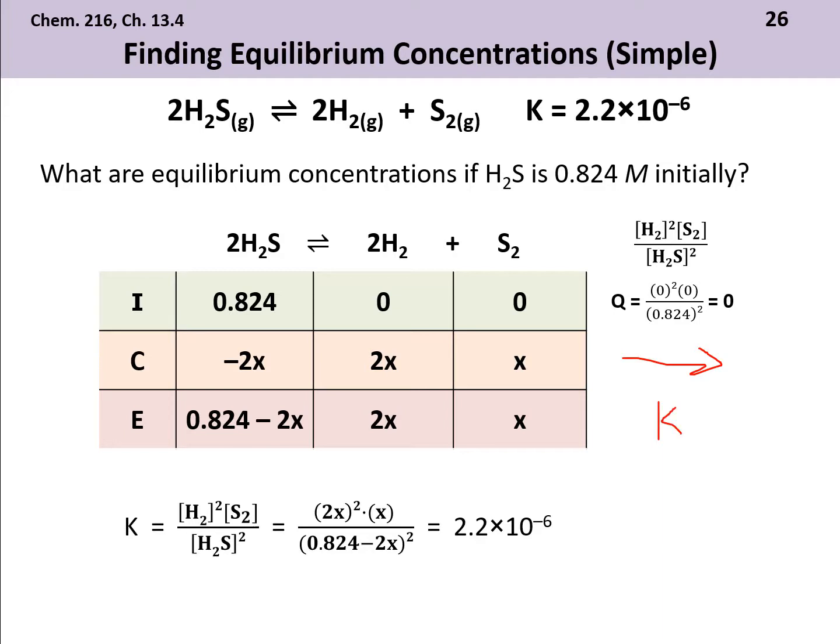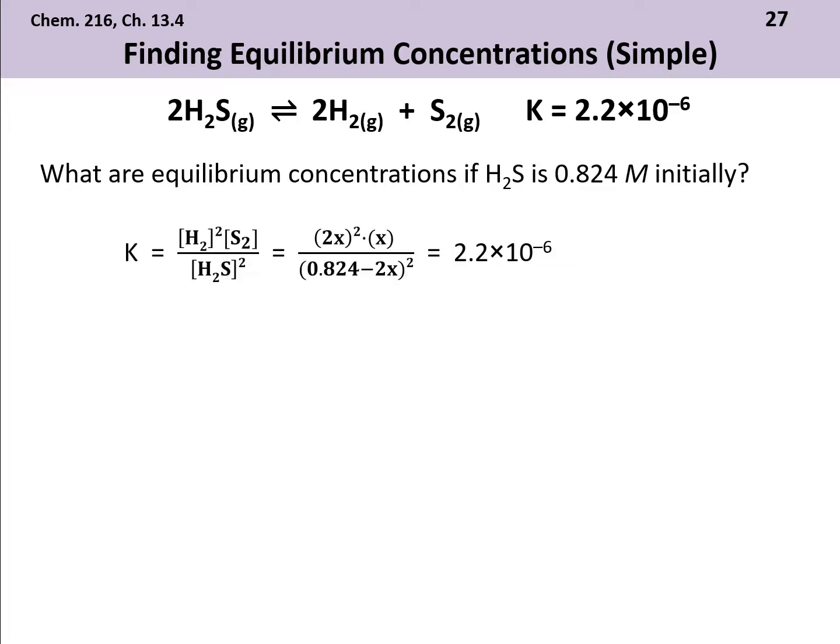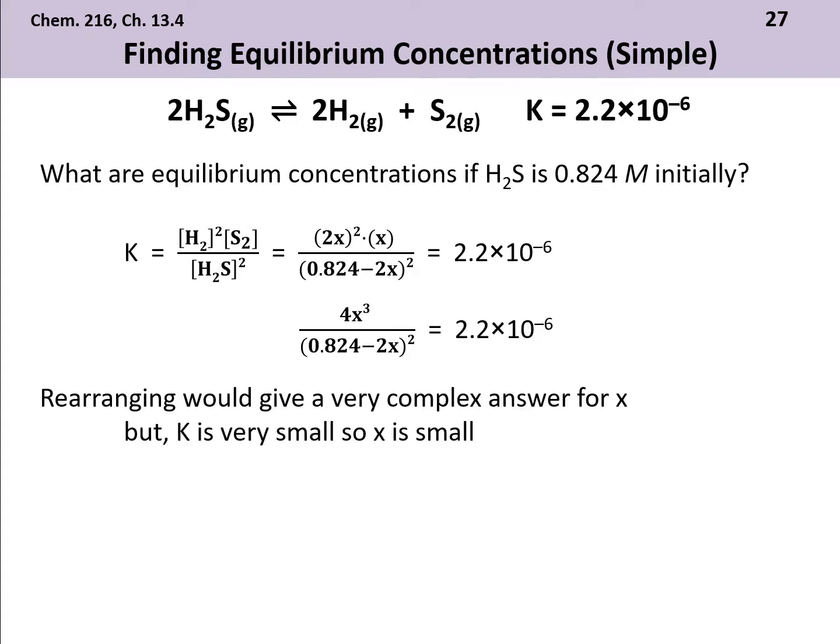Let me just go and highlight the path I use. I start off with initial. I use those to find Q. Then I find the shift. Then I find the changes. Then I find equilibrium. Then I plug them into K. Right? I go ahead. I get this value. And then I go ahead and I try to solve for X. But this one's going to be tough to find X. So it'd give you a very complex answer for X.